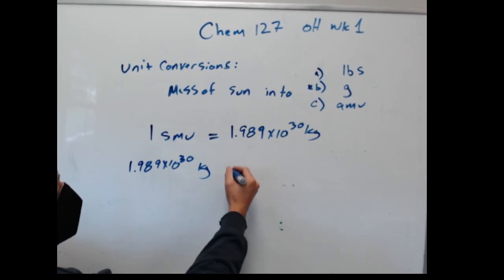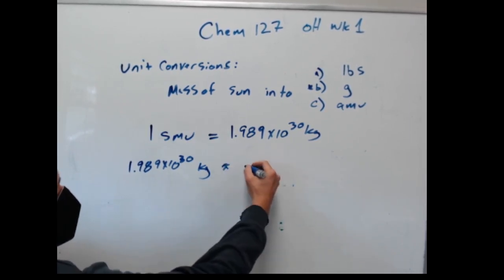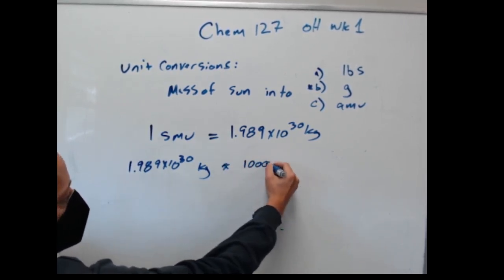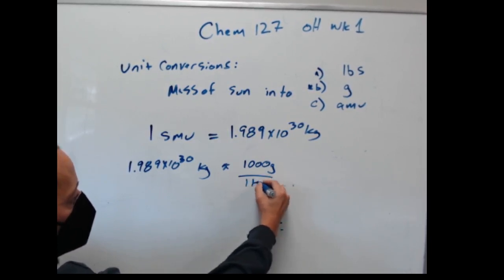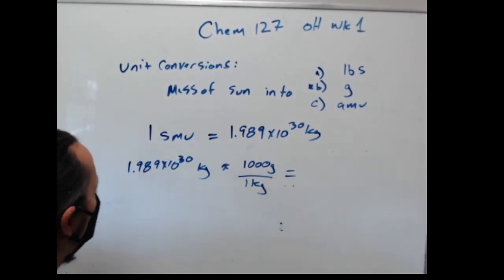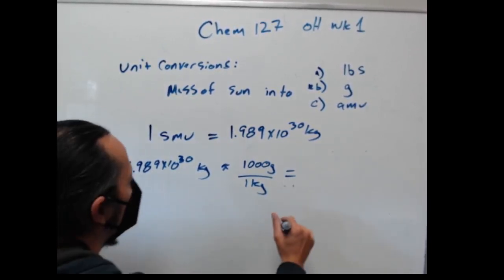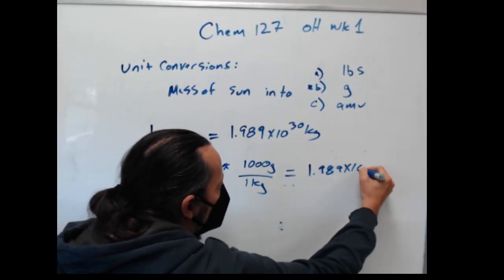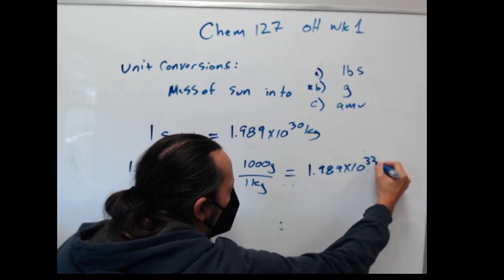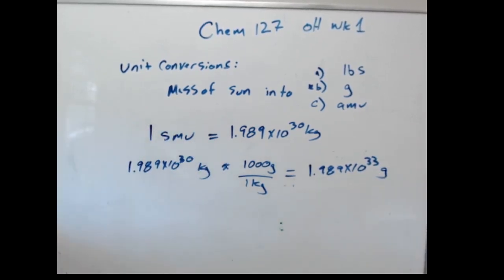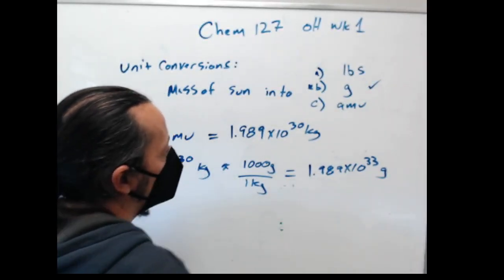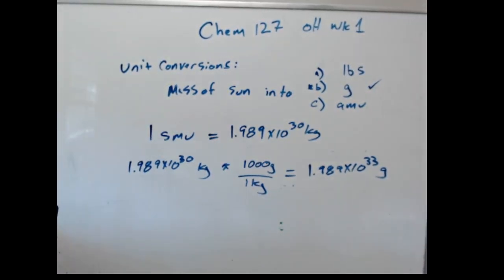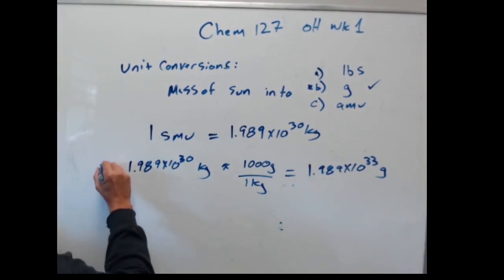And then I know that I have 1,000 grams for every 1 kilogram. And so that's going to be times 1,000, so that's going to give me 1.989 times 10 to the 33 grams. Just a difference of 3 zeros. So that gives us the answer to part B. Now, to get this into AMUs, it's actually going to be easier. We've got a couple different numbers, so I did B right there.